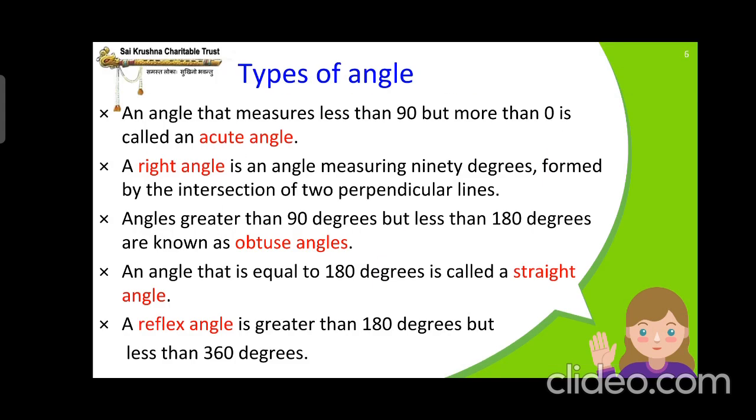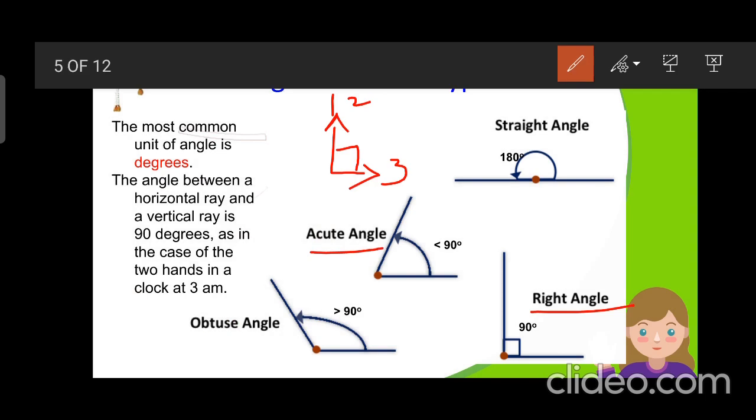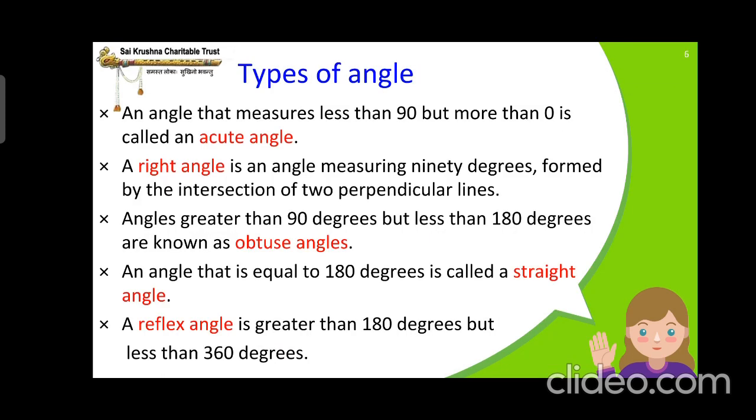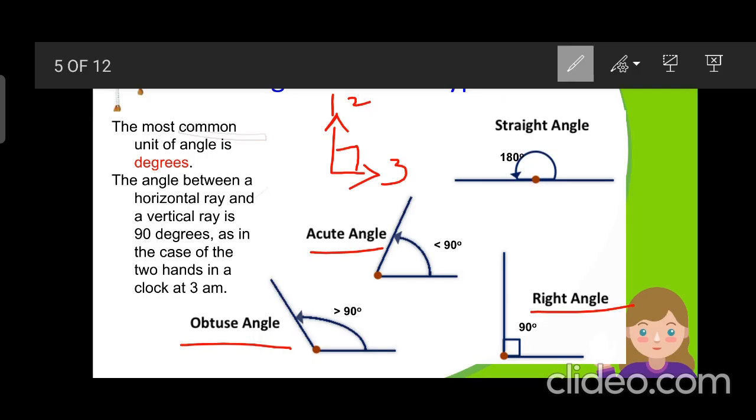Next comes the obtuse angles. Angles greater than 90 degrees but less than 180 degrees are known as obtuse angle. You all have studied, right? Obtuse angle means greater than 90 degree and less than 180 degree. Next comes the straight angle. An angle that is equal to 180 degrees is called a straight angle. As you all can see in this diagram, straight angle represents a straight line. The angle of a straight line is straight angle.